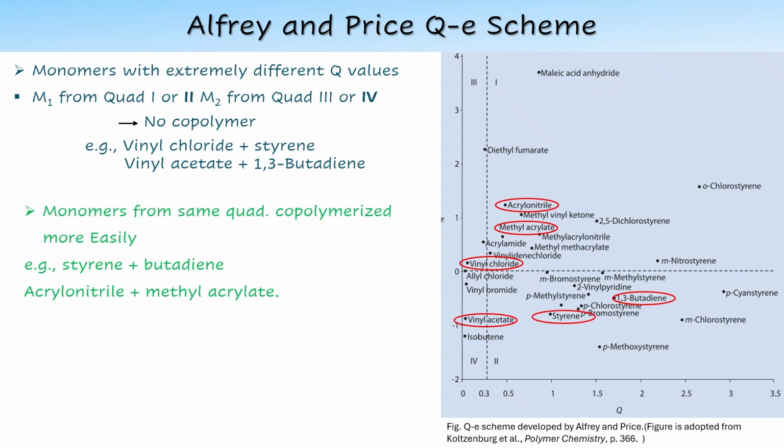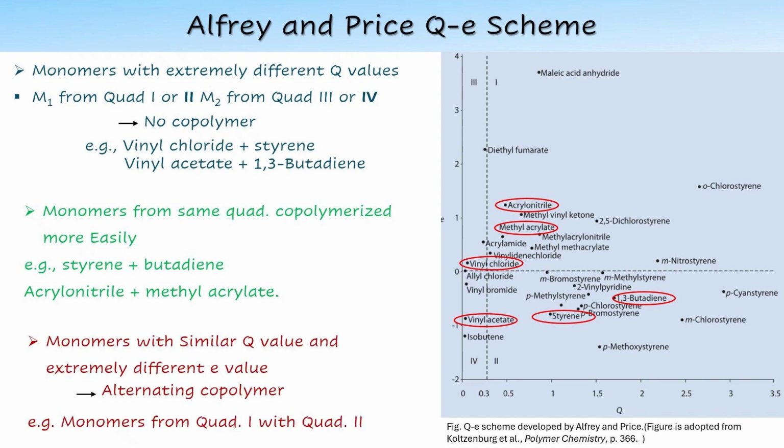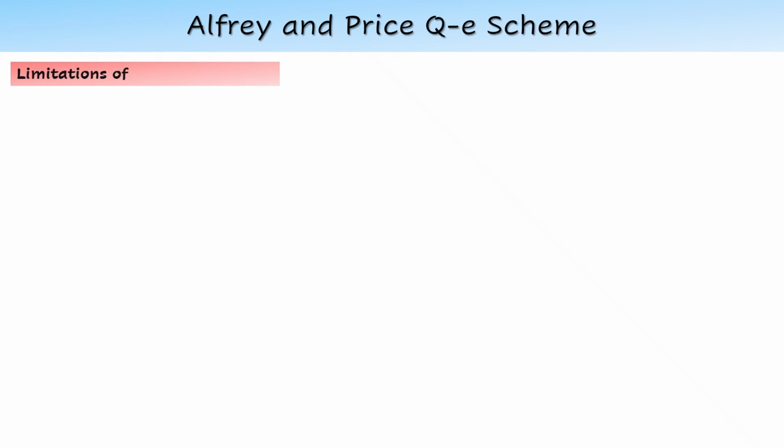But the most famous prediction of the QE scheme is for alternating copolymers. These form most readily when two monomers have similar Q values but very different E values. The strong polar attraction between an electron-rich and an electron-poor monomer drives a regular alternating sequence. This often happens when one monomer comes from quadrant 1 and the other from quadrant 2. This map is a powerful design tool. It lets us quickly judge which monomers will work together and what kind of copolymer to expect.